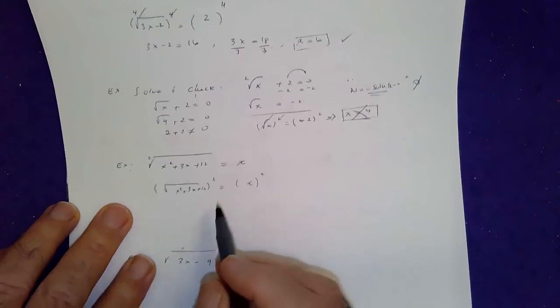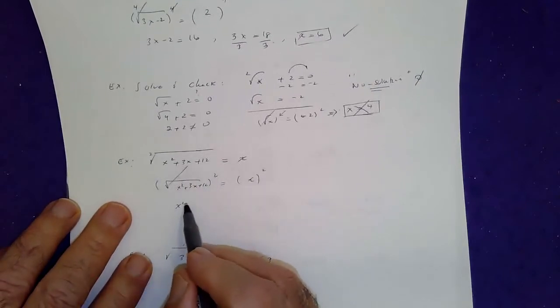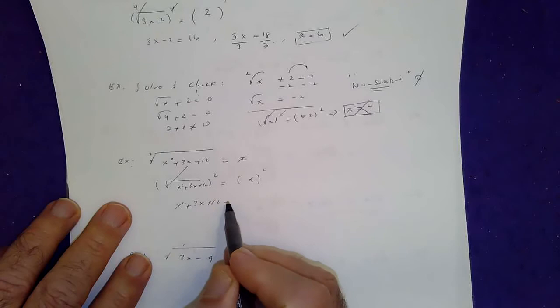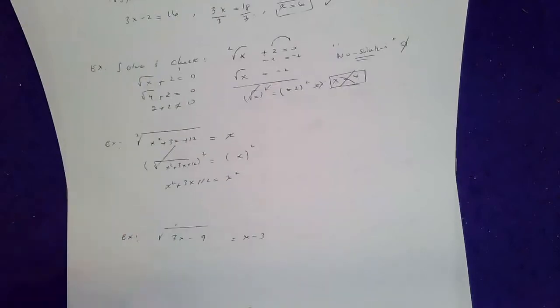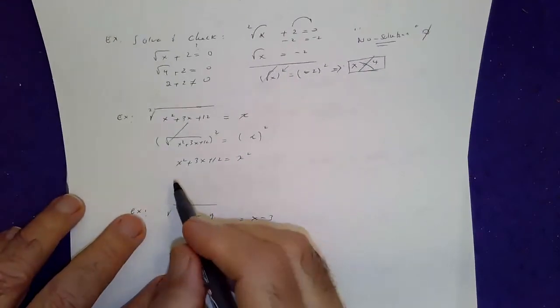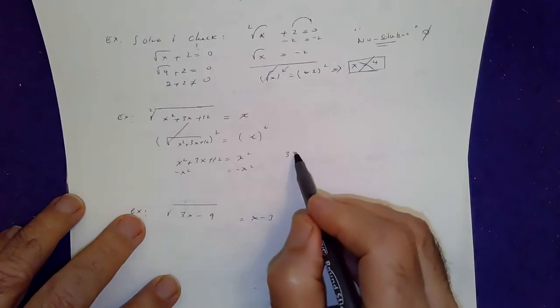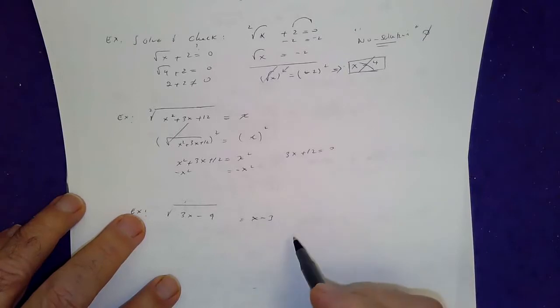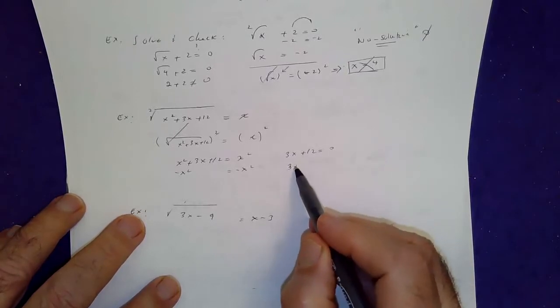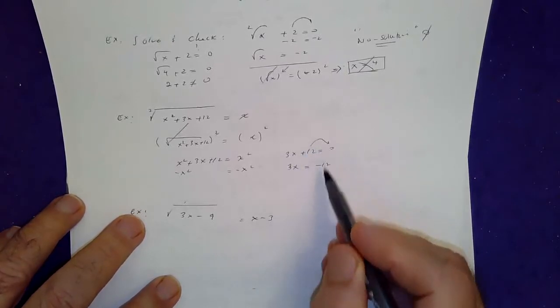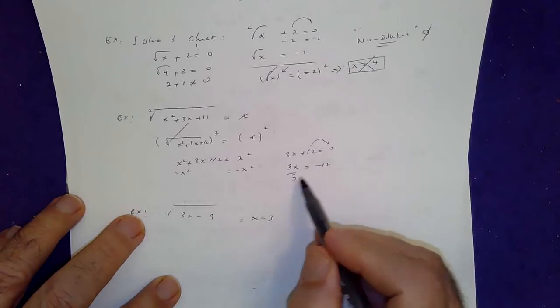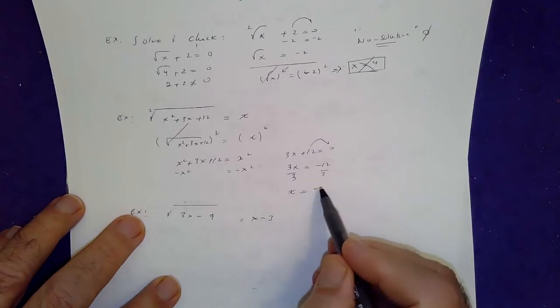And you kind of go, okay, that 2 wipes out the radical, so you get x squared plus 3x plus 12. Here you get x squared. If you subtract x squared from both sides, you will end up with 3x plus 12 is equal to 0. So that would be like 3x is equal to negative 12. Move that guy over. Divide by 3. X is equal to negative 4.